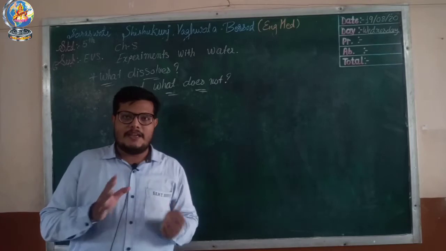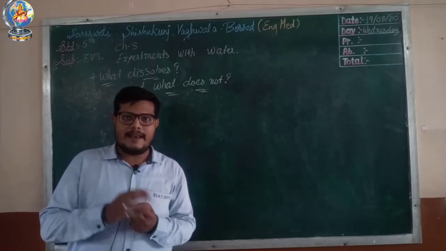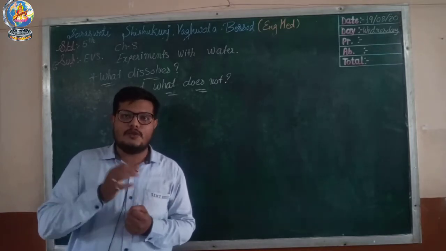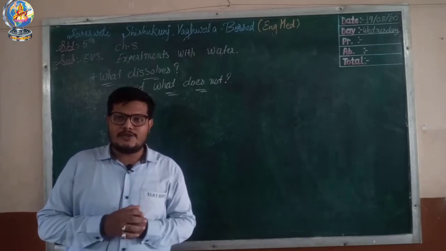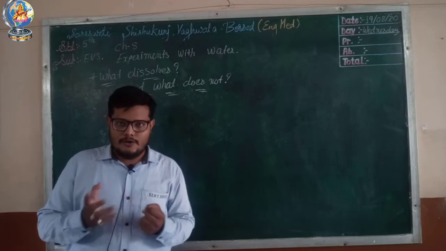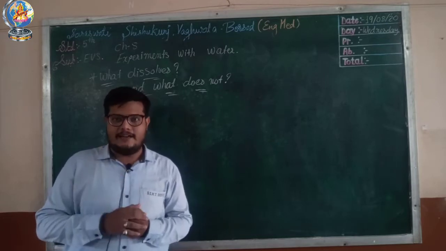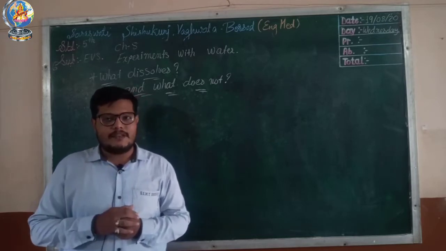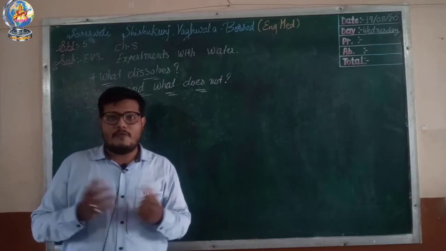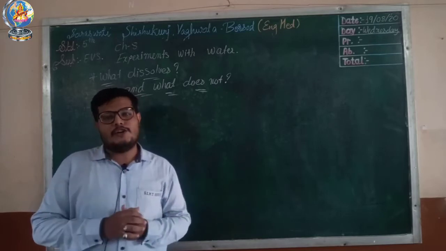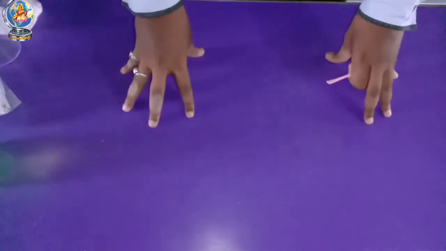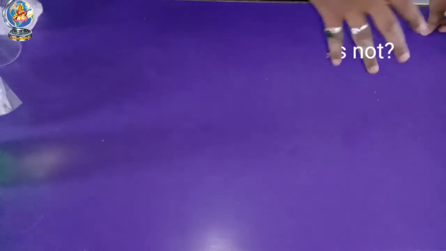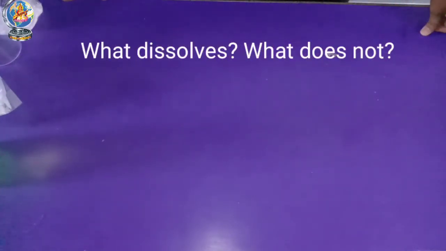When your mother is making juice, like lemon juice, she adds sugar, even salt also, right? So when you are drinking, are you able to see sugar and salt in it? No, right? But it is inside. You feel its taste, that is sugar and salt. So where does it go? We need to think about that, and for that we will do an experiment. So here is our first experiment: what dissolves and what does not.